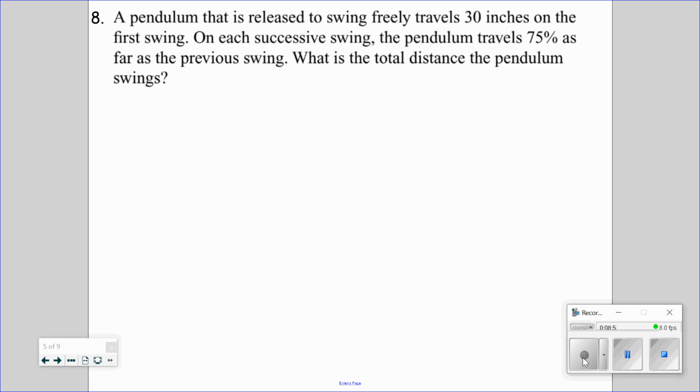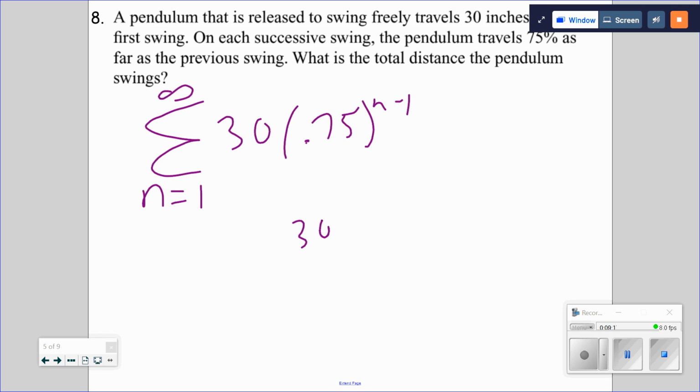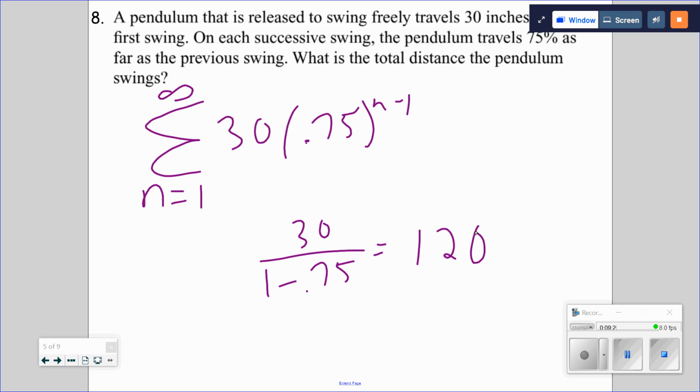They release the pendulum to swing freely, 30 inches on the first swing. Each swing after that, it travels 75% as the previous swing. So it's just going to be an infinite series where we are adding up every swing from swing 1 to infinity of the geometric sequence, starting with a first swing of 30, going 75% each time. So if I use my infinite shortcut, A1 goes on top, 1 minus R goes on bottom, and that gives you the answer of 120. So it swings 120 inches total. Really the same type of question.